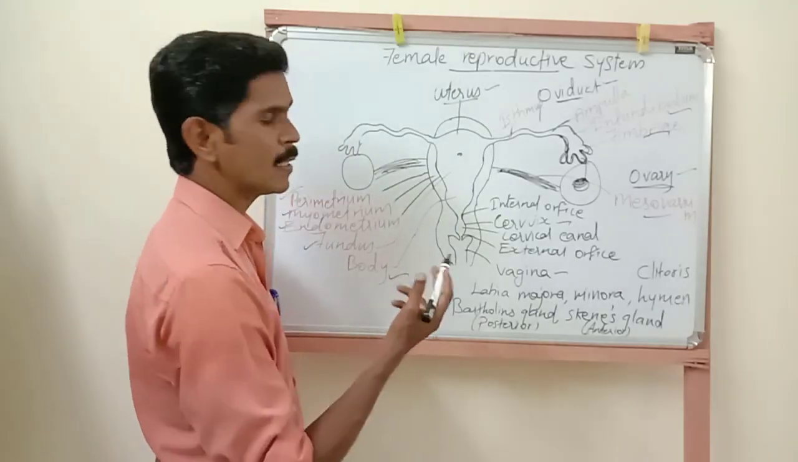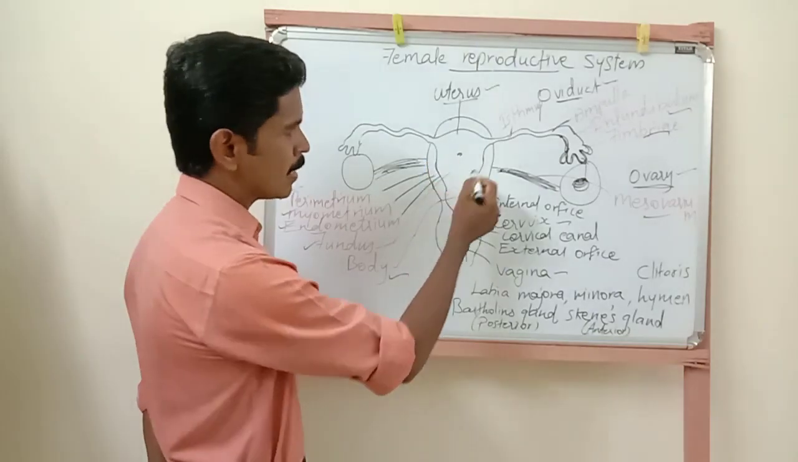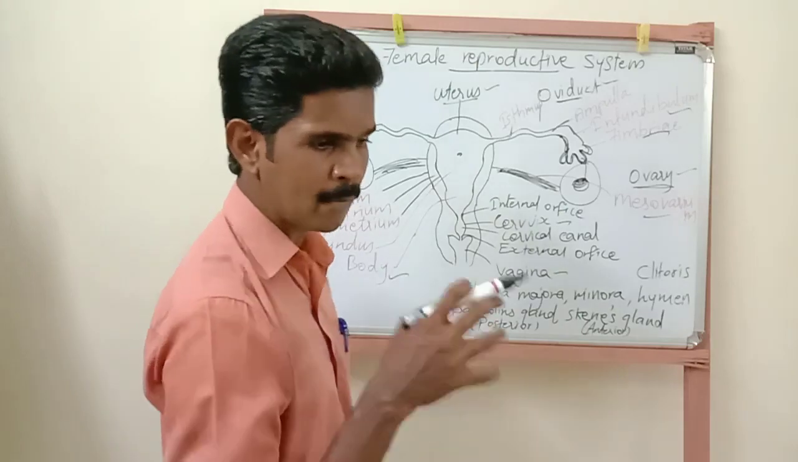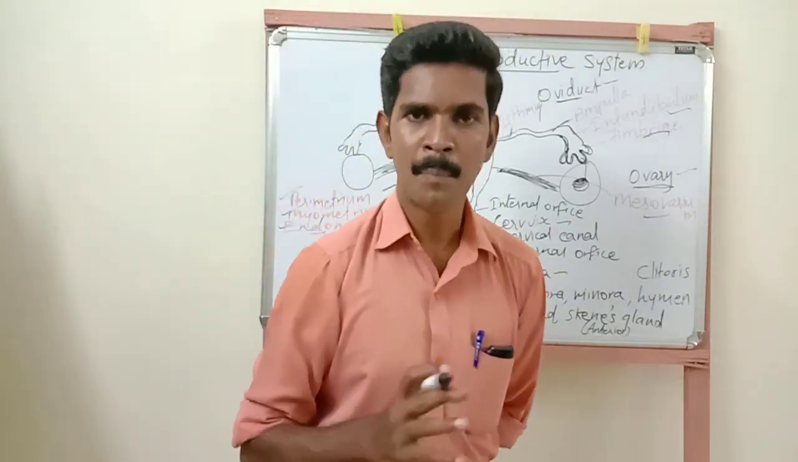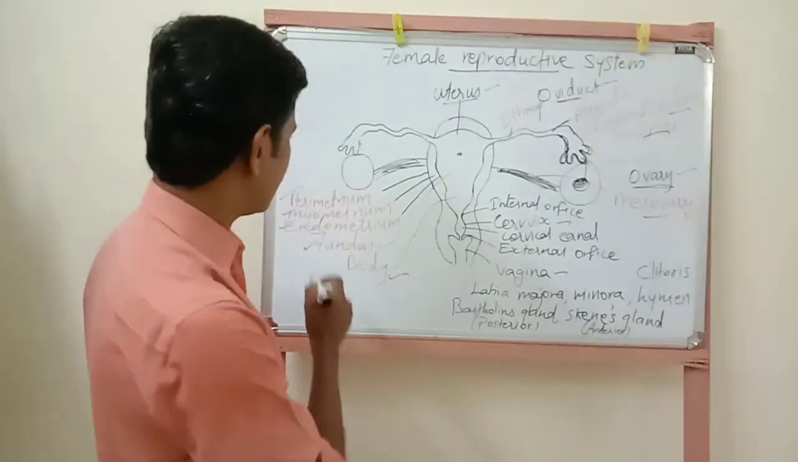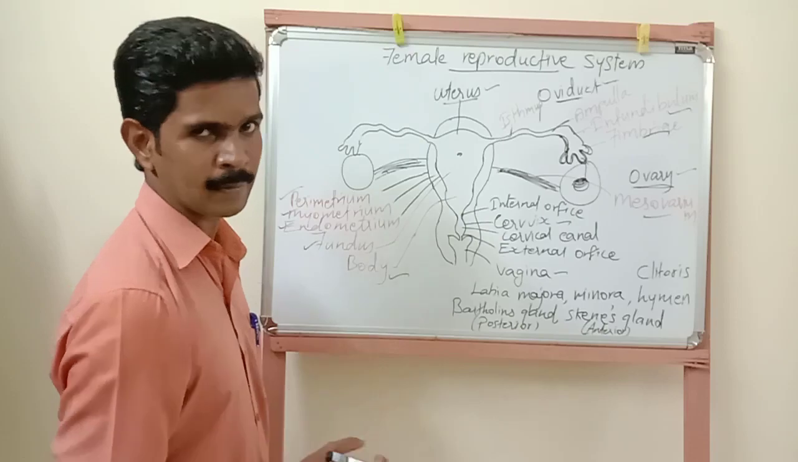During the menstrual cycle, so many changes we can see in the inner layer, that means the endometrium. The endometrium layer undergoes many changes during the menstrual cycle. Understand? Then this myometrium plays a very important role in childbirth.